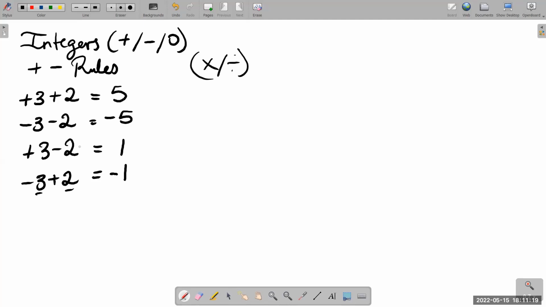So just a quick reminder with addition and subtraction. When the signs are alike, you add the numbers, you put back the sign. When the signs are different, you subtract the two numbers and you put the sign of the bigger number. Now, when it comes to multiplying and dividing, the rules are the same. So for example, when the signs are alike, again, a positive times a positive is a positive.